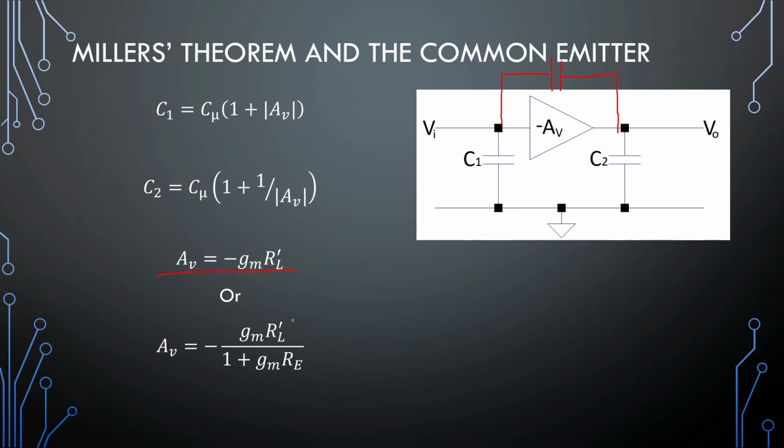So for the plain common emitter with a bypassed emitter resistor, it's minus gm R load prime, where R load prime is all the loading effects. And for the one with an unbypassed emitter resistor, we have to include the little bit of feedback at the bottom, or the degeneration.